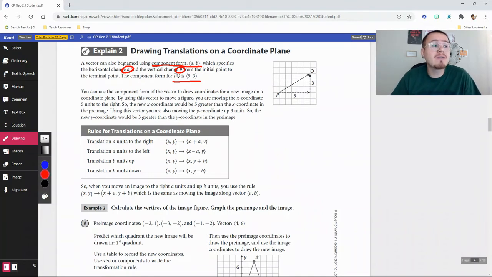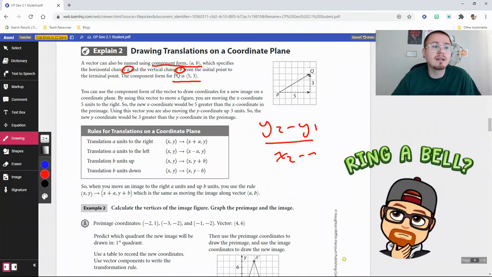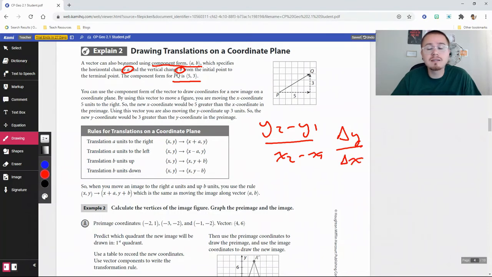What does that relate to? Horizontal change, vertical change. Maybe something like this. Delta Y, delta X. Slope. Talking about slope.